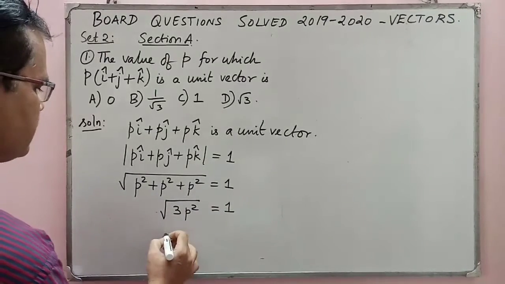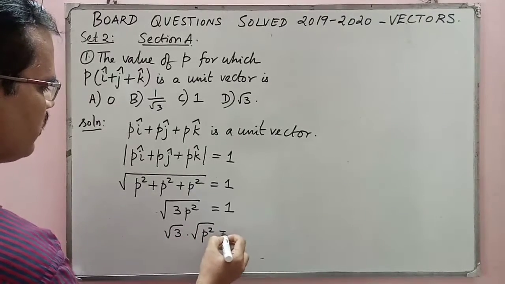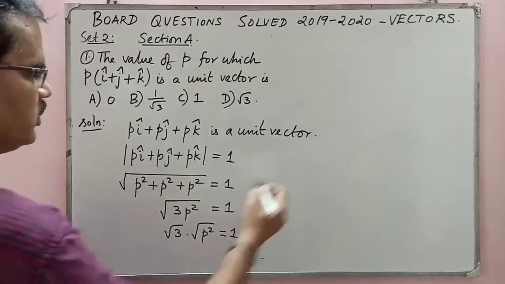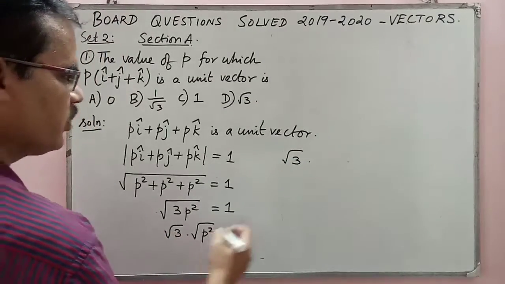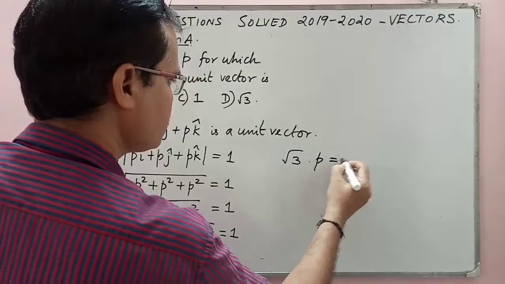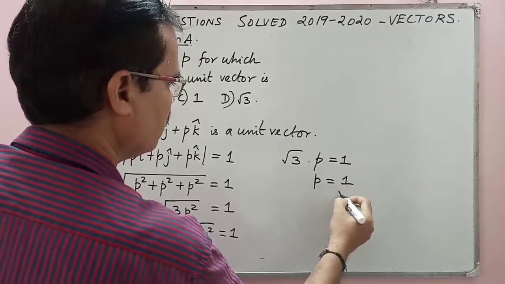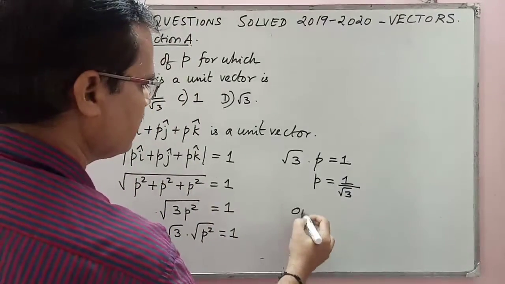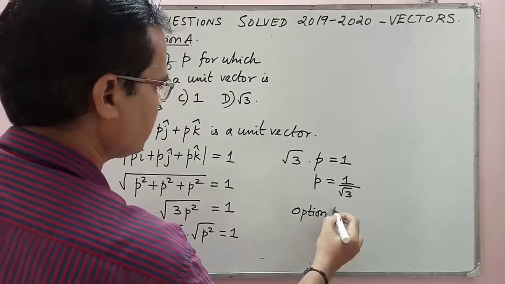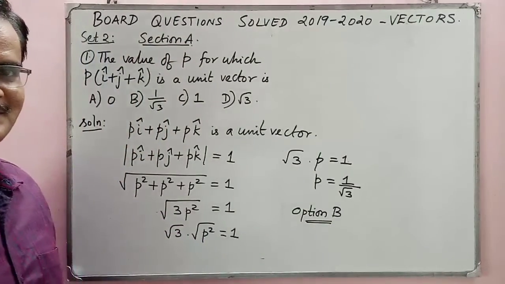Now we'll split this. Root 3 times root of p squared equals 1. Here root 3 we have as it is. Now root of p squared, the square and square root get cancelled. So you have p. So finally p equals 1 by root 3. So option B is the correct answer. This completes the solution, children.